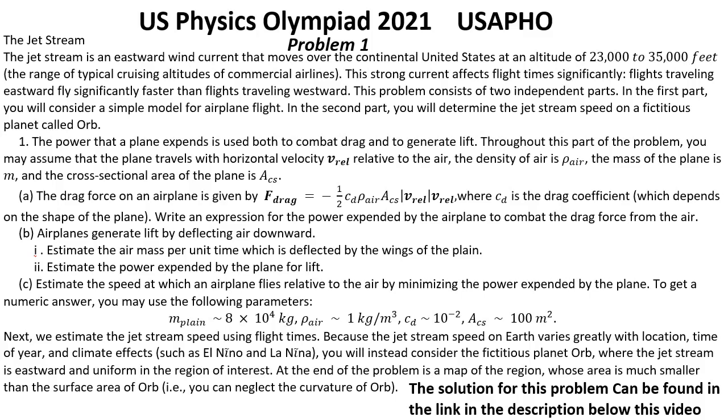Because the jet stream speed on Earth varies greatly with the location, time of year, and climate effects such as El Niño and La Niña, you will instead consider the fictitious planet Orb, where the jet stream is eastward and uniform in the region of interest. At the end of the problem is a map of the region, whose area is much smaller than the surface area of Orb. It means you can neglect the curvature of Orb.